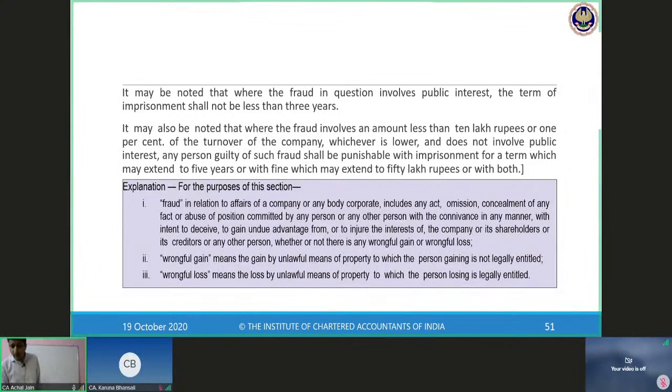It may also be noted that where the fraud involves an amount less than 10 lakh or 1% of the turnover of the company, whichever is lower, and does not involve public interest, the main point being that it does not involve public interest, any person guilty of such fraud shall be punishable with imprisonment for a term which may extend to 5 years, or with fine which may extend to 50 lakh rupees, or with both.